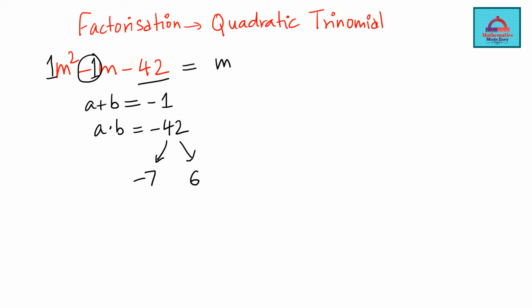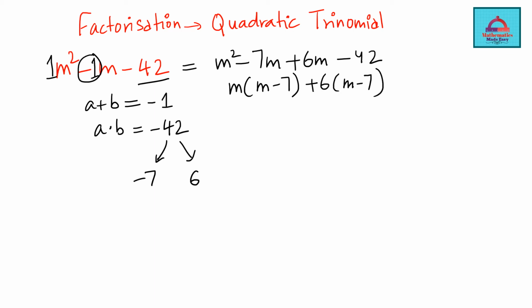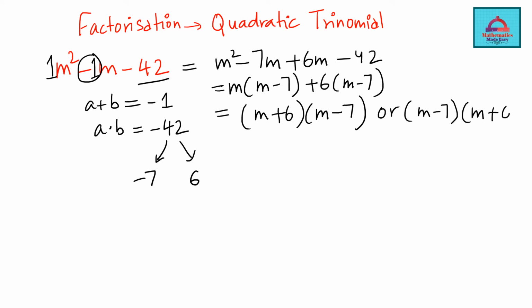I can break the middle term as minus 7m plus 6m minus 42. If you see, I take common m, and here it is 6, so m minus 7 is common. So the two factors can be m plus 6 and m minus 7. That is the middle term splitting. We have got the two factors, or we have completed the factorization. You can also write the factor as m minus 7 first and m plus 6. Changing the order does not change the answer.